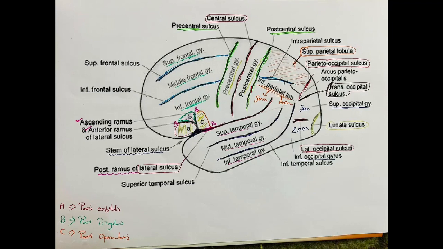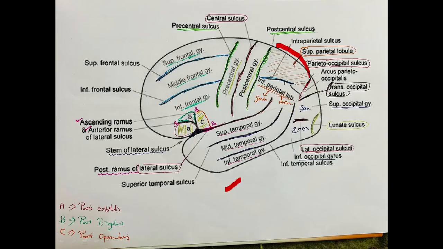Between the postcentral sulcus and the posterior ramus, in the inferior parietal lobule, we have the supramarginal gyrus. Then between the stem of the posterior ramus and the superior temporal sulcus, I was able to identify the angular gyrus. Then the inferior temporal sulcus emerges over here with the inferior parietal lobule.